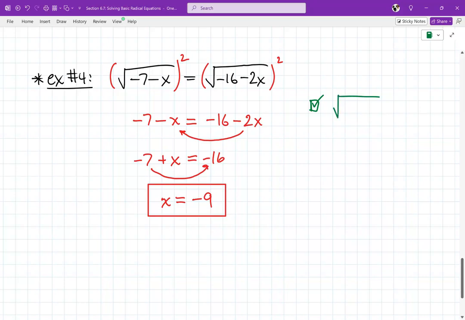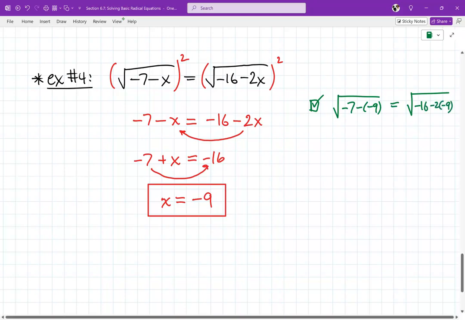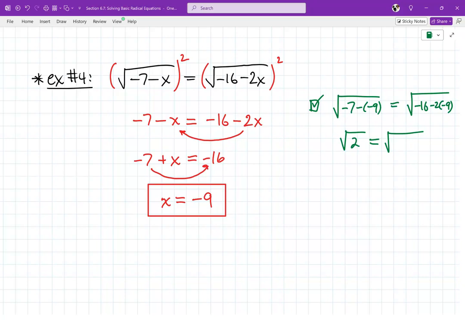So it's going to be the square root of negative 7 minus negative 9. Okay, so notice it is a minus x, so minus a negative 9. And then that's equal to the square root of negative 16 minus 2 times negative 9. Well, negative 7 minus a negative 9 is 2. So that's the square root of 2 equals, this is negative 16 plus 18, so the square root of 2 equals the square root of 2. That's true. So that means his answer is good.